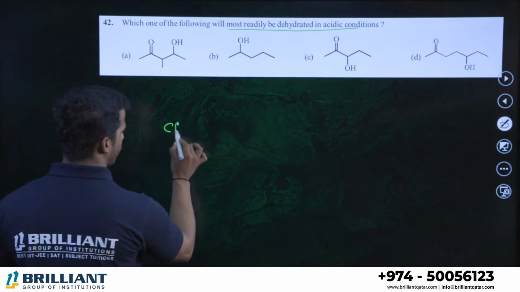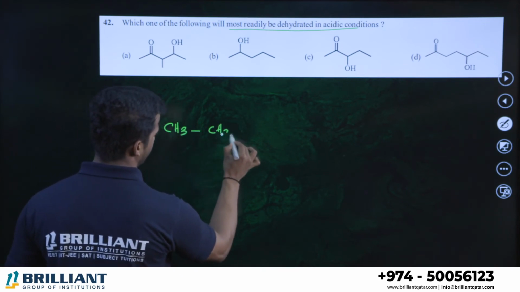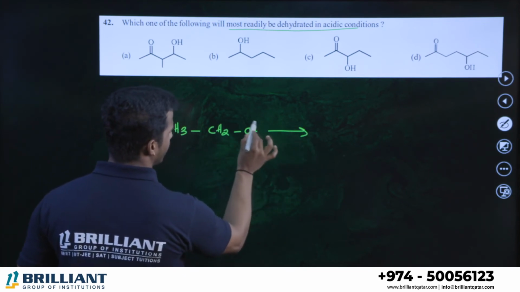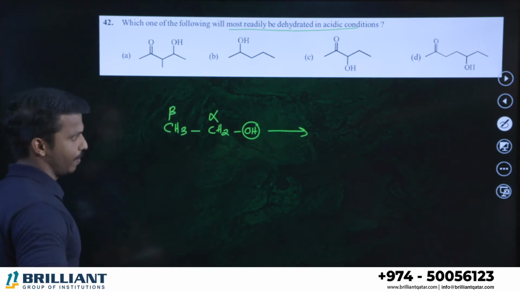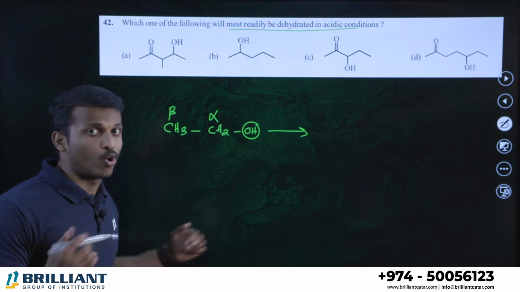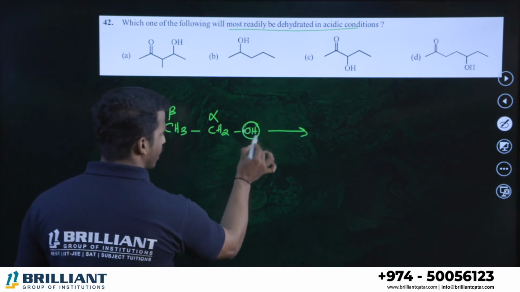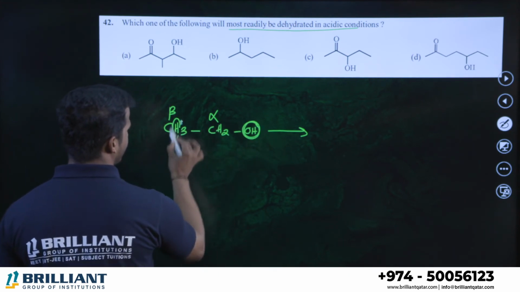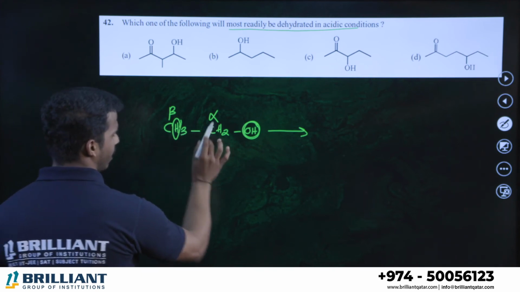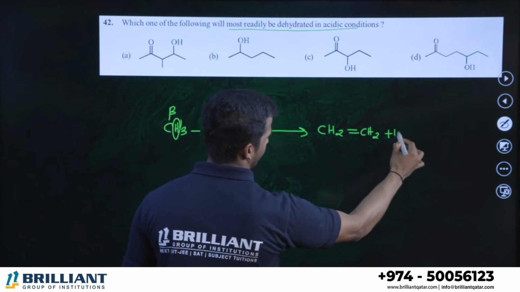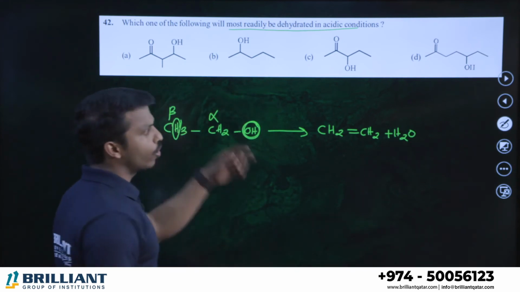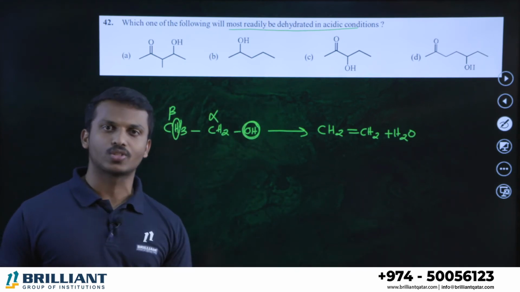For example, I am taking the compound CH3CH2OH. You know, the OH-connected carbon is called the alpha carbon. The nearby carbon is called the beta carbon. From where are we going to eliminate water? OH you take from the alpha carbon, one hydrogen you take from the beta carbon, and make a double bond between alpha and beta, finish. This is called dehydration. So the question: which of the following alcohols can undergo dehydration faster?